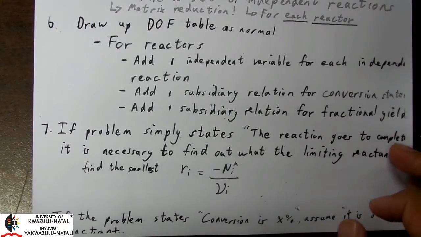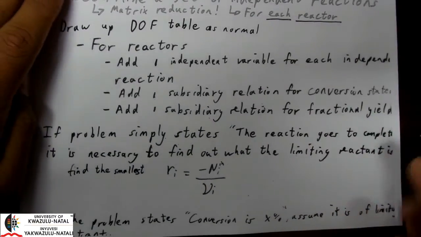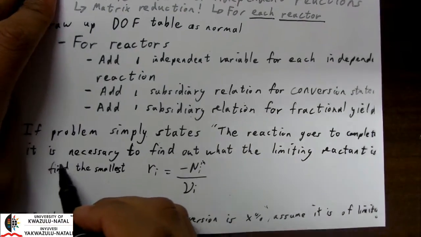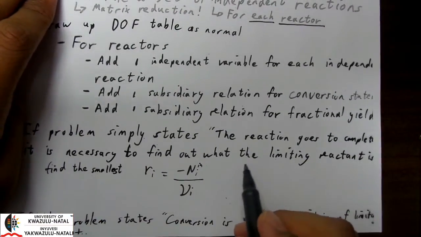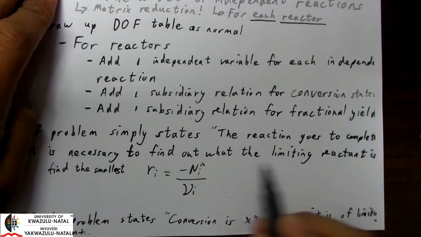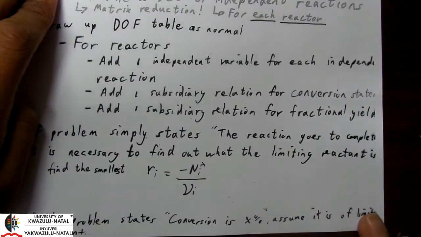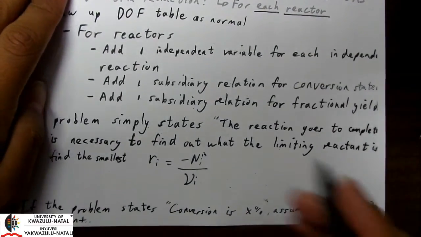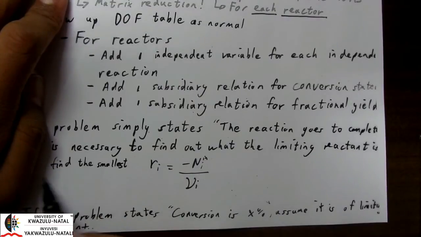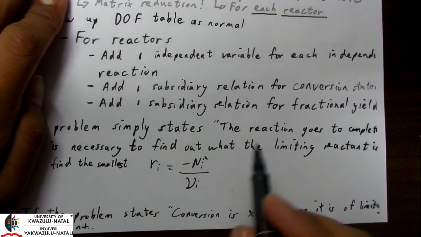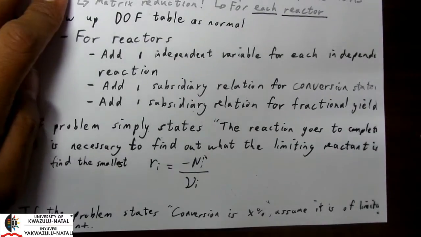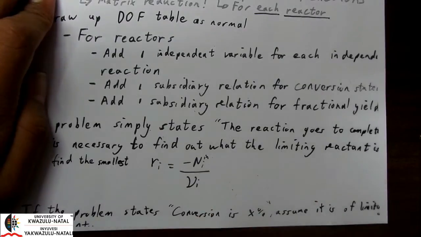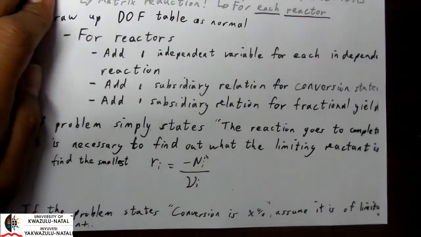Another problem to be wary of is if the problem simply states that the reaction goes to completion. It's necessary to find out which of the reactants is the limiting reactant, so you'll know which reactant reacted to completion. In other words, we'll have a zero output. Remember we've used this procedure: you simply find the smallest Ri, where Ri is equal to negative Ni in over Vi. Once you know what the smallest Ri is, you can figure out what the limiting reactant is.